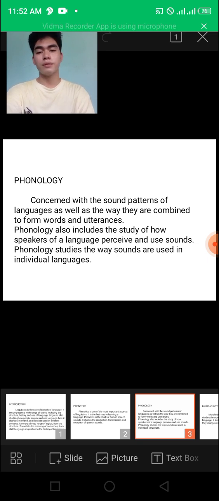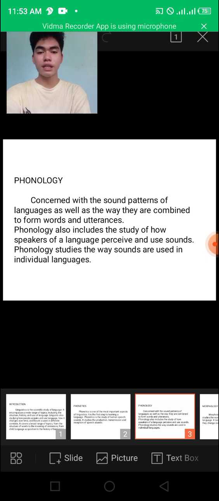For example, the words lay and lay. Lay, L-A-Y, and lay, L-E-I. Though they sound alike, they have different meanings. So lay, L-A-Y, takes a direct object, and the word lay, L-A-I, does not take a direct object.